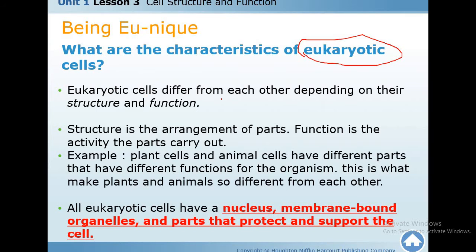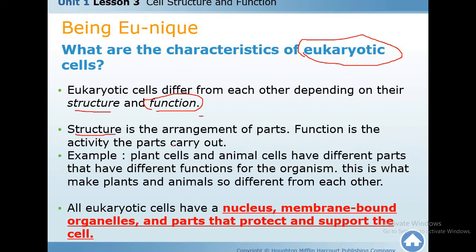Eukaryote cells differ from each other depending on their structure and function. So, what's meant by structure? Structure is the arrangement of parts, while function is the activity the parts carry out.